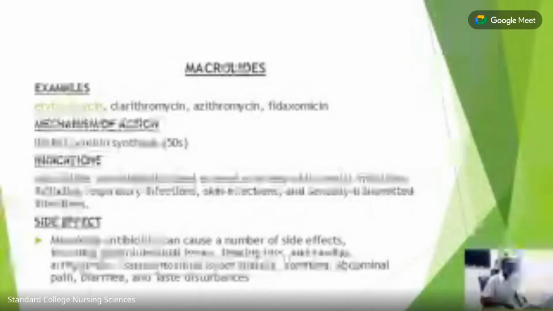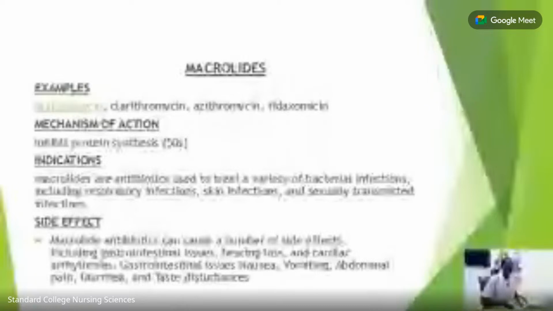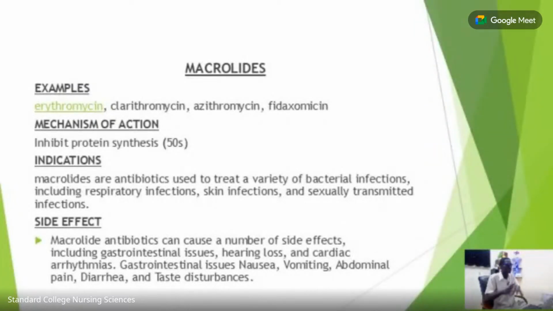And that is why macrolides are a form of broad spectrum antibiotics. They kill a wide range of microorganisms. It's not being specific. Whenever you administer it to a patient, it can kill a wide range of microorganisms, and that's why it's used in management of multiple diseases. Then, examples of macrolides, we have erythromycin, which is very common. We have clarithromycin, azithromycin, and fidaxomicin. These are examples of macrolides, and they are broad spectrum antibiotics, meaning whenever you administer them, they can kill a wide range of microorganisms.